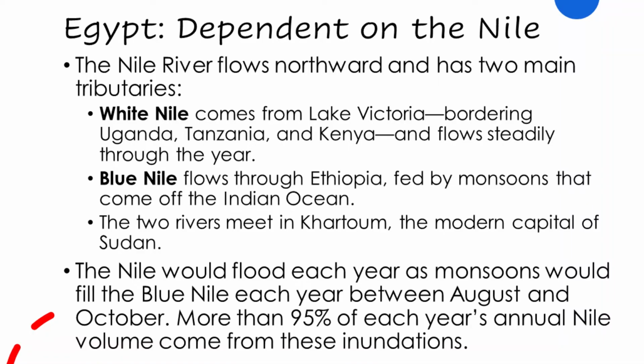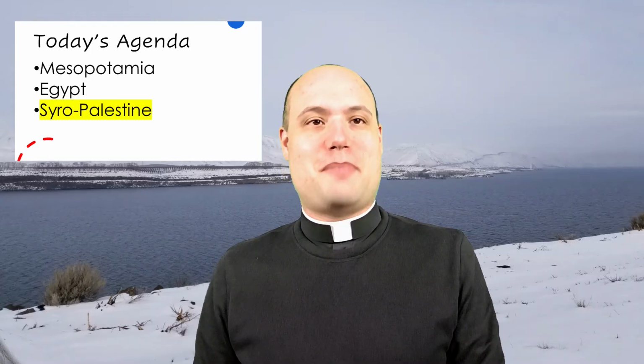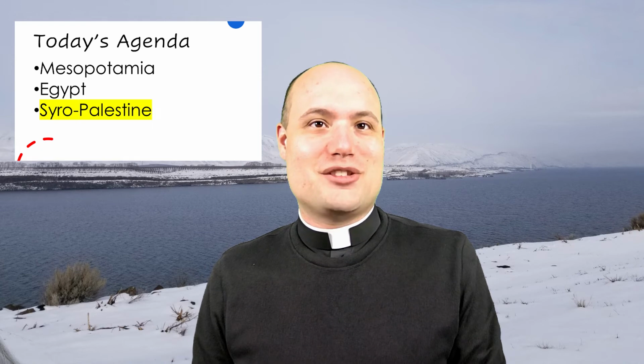Importantly, the Nile would flood every year between August and October. Those monsoons would come in and the Nile would crest and the river would flood. And that flooding would allow the fields to be irrigated in Egypt. All of this is backdrop to what happens in Syro-Palestine, in the Holy Land, properly speaking.